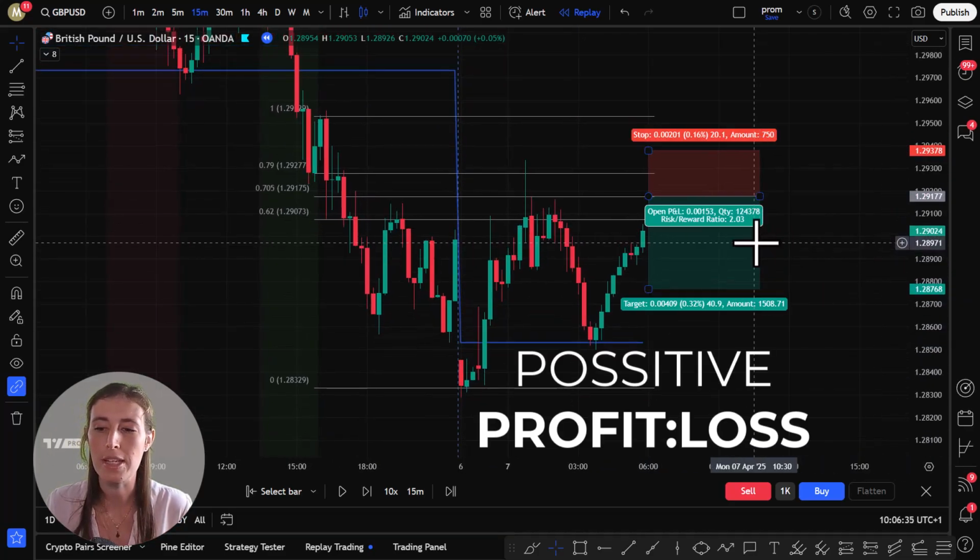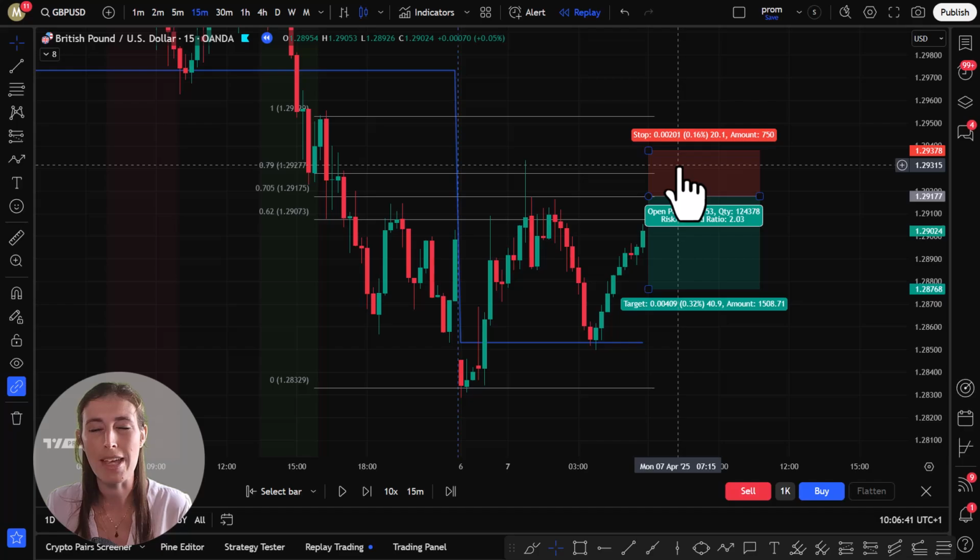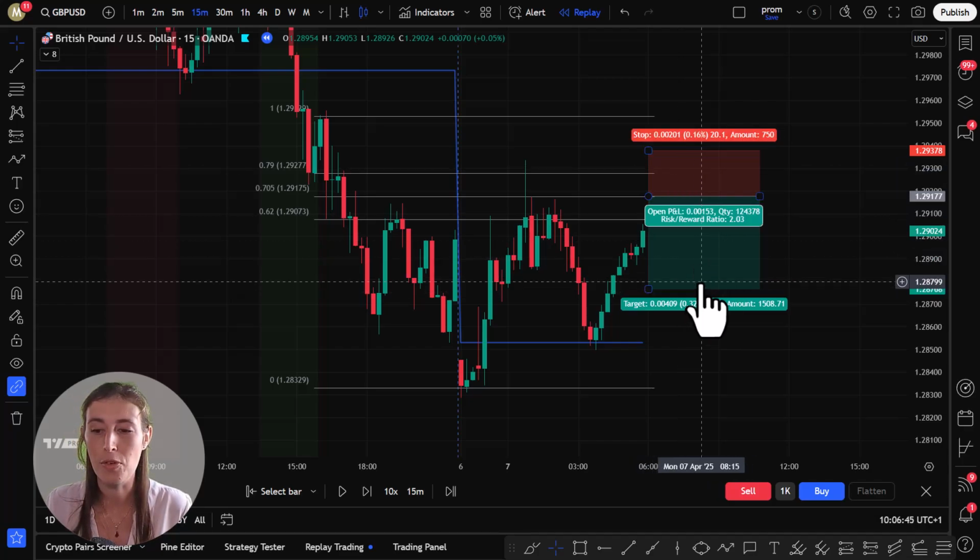So I'm risking 20 pips. You want it to be a positive profit loss ratio. You want to make more than you are risking. So if you're risking 20 pips, you want to be making at least 30 pips, if not more. That's why I've used 40 pips here, because I'm going to double what I am risking on this trade. It's a positive return on my risk.